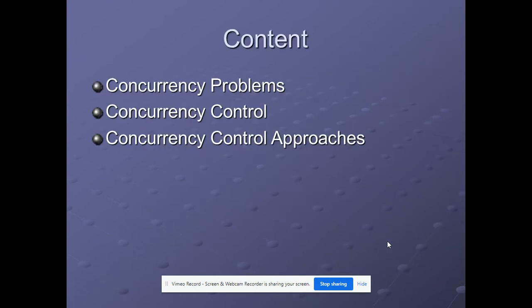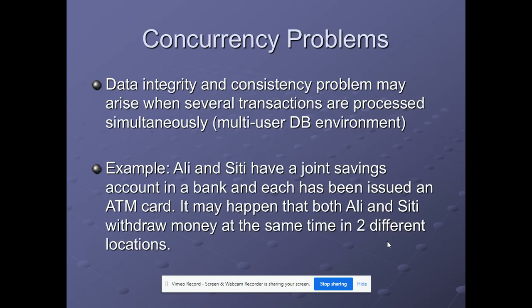Concurrency. So these are the things that are going to be covered. We've got concurrency problems, concurrency control, and concurrency control approaches. Then concurrency problems. Data integrity and consistency problems may arise when several transactions are processed simultaneously.